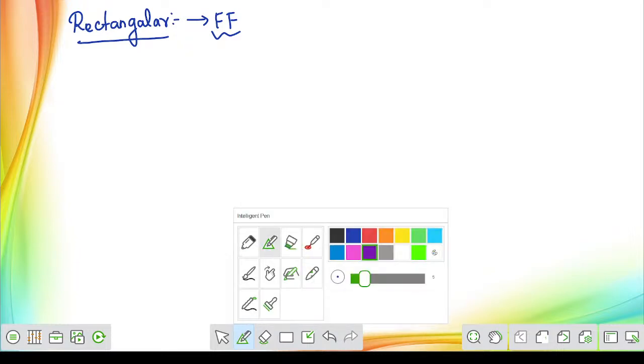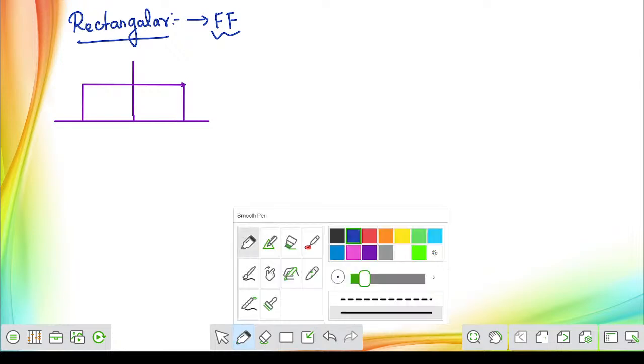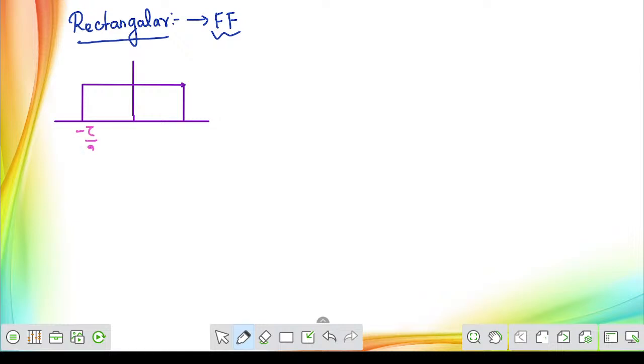Let me draw the waveform first. When we observe a rectangular function, it is a uniform even function. It is a perfect even function. This is the representation. It runs, let us assume, from minus tau by 2 to plus tau by 2.